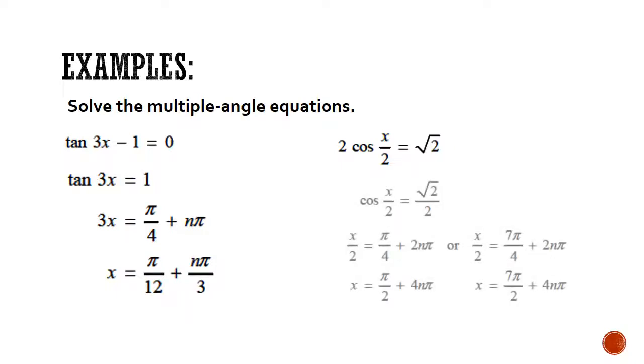For the second one, we have the cosine is square root of 2 over 2, which is, again, pi over 4. And what you can do, it's pi over 4, and it's also going to happen at 7 pi over 4. So we have those plus 2 pi n, and then we multiply by 2 to get our final answers.